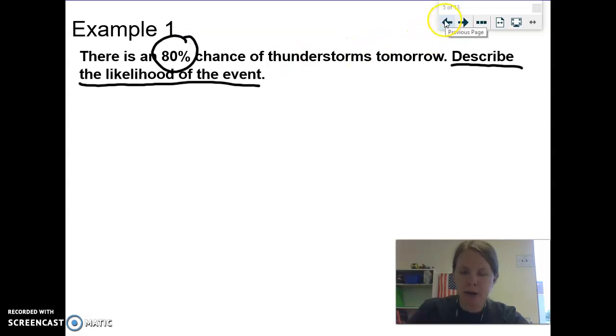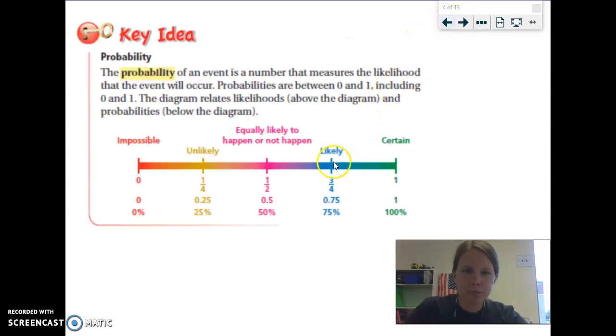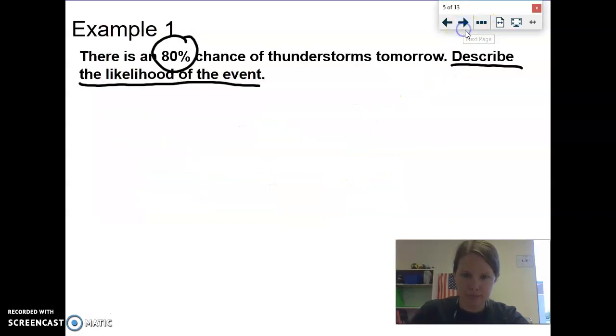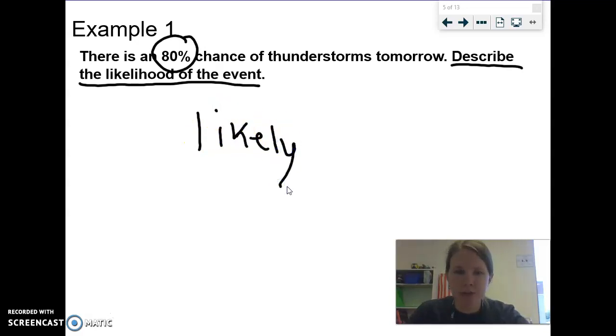So if I look at my likelihood chart here, I would say it falls in between the likely and the certain. But I have to tell you that it can't be certain unless it's actually 100%, okay? Because it's a little bit above this and it passes the likely, I'm just going to say that it is likely. So it's likely that it's going to happen. But sometimes, there's that 20% chance and maybe it won't happen.